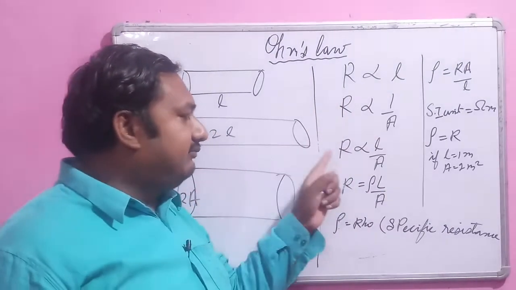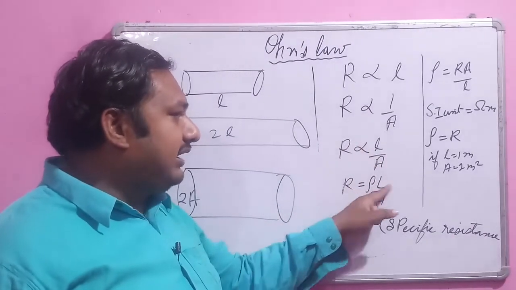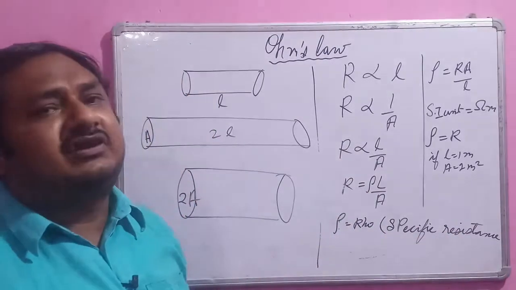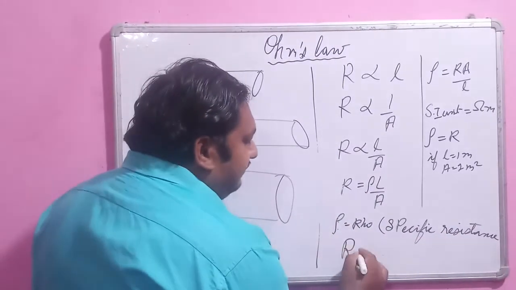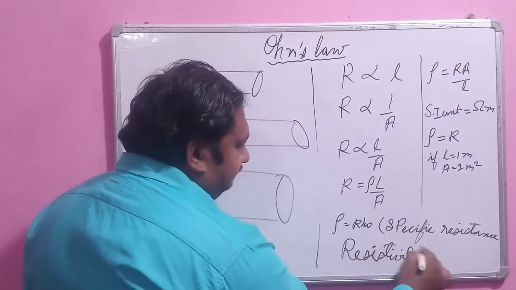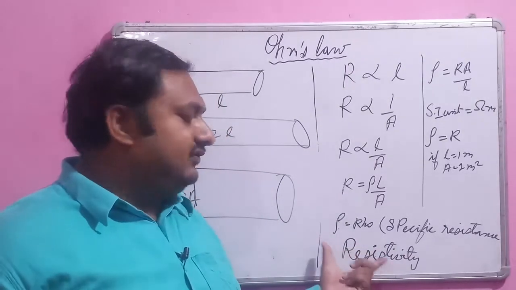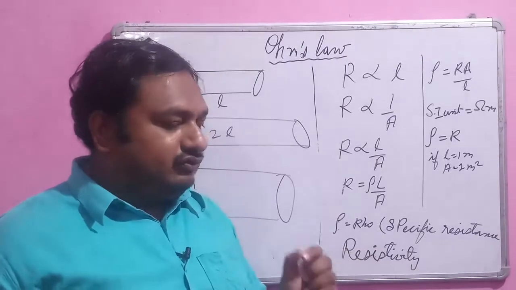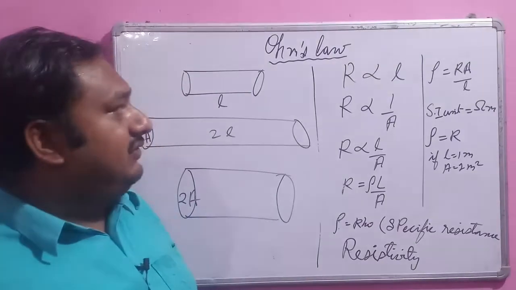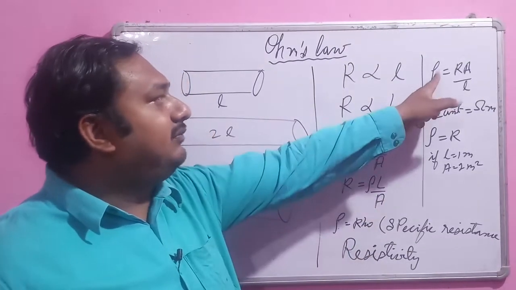So we make this proportionality: R is proportional to L upon A, or R equal to rho L upon A. Now this is the new term rho, which is also known as specific resistance or resistivity. Now what is the meaning of that word? To get a physical meaning, a physical interpretation, we multiply this A here, and we make this equation.